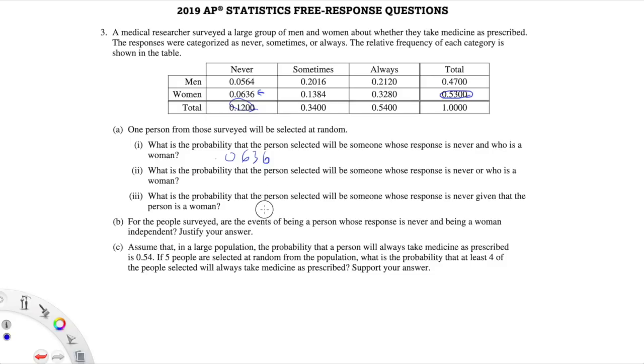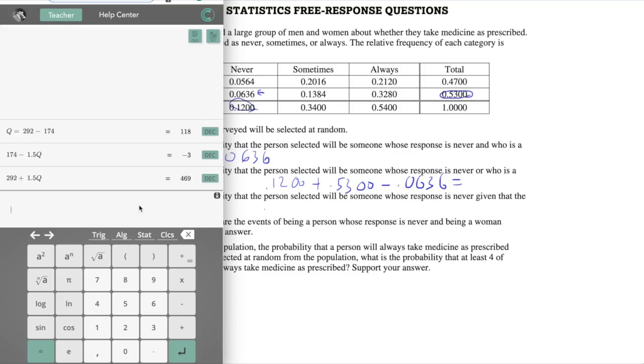So it's going to be 0.1200 plus 0.5300 minus 0.0636. That's going to be equal to 0.12 plus 0.53 minus 0.0636, 0.5864 should be the answer here.